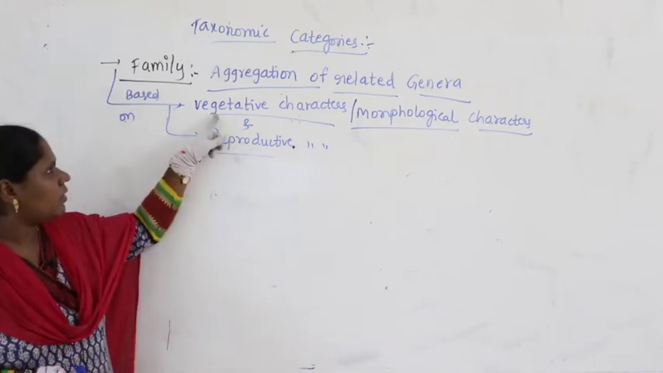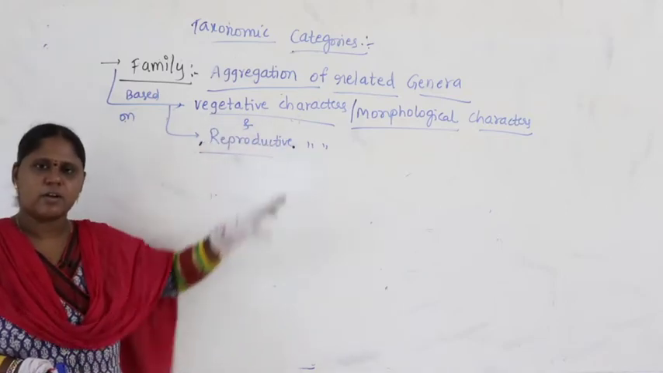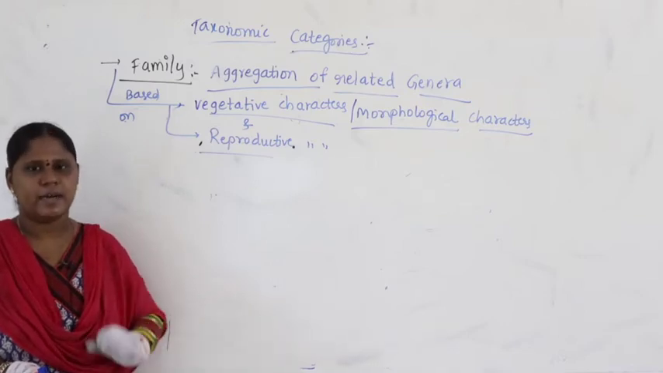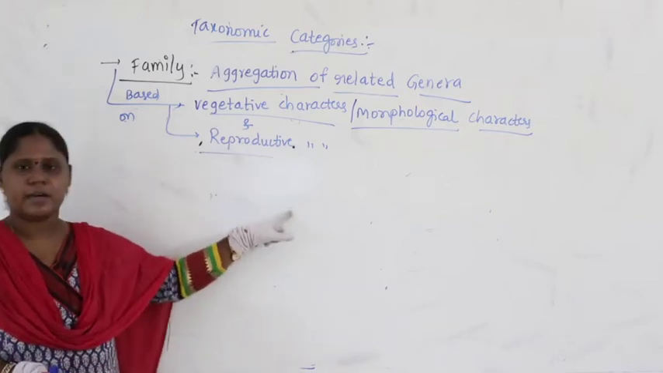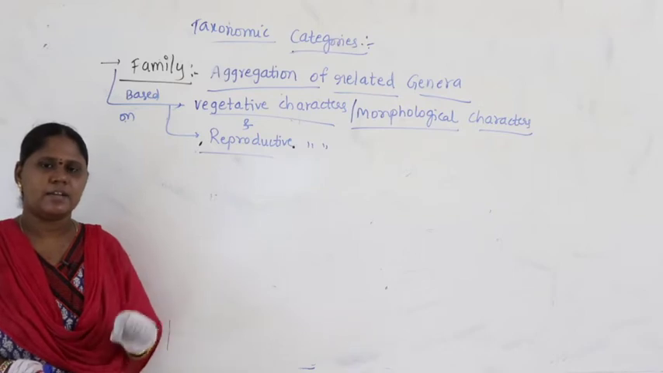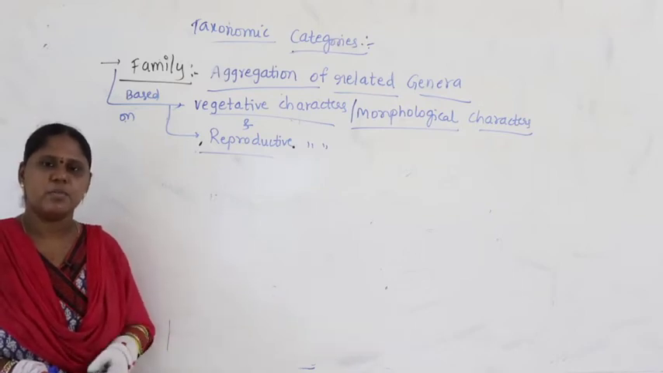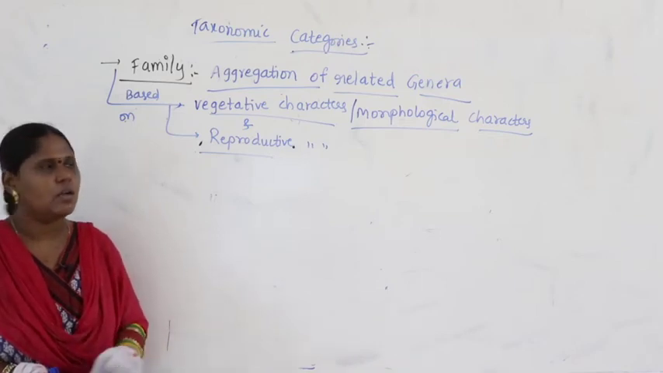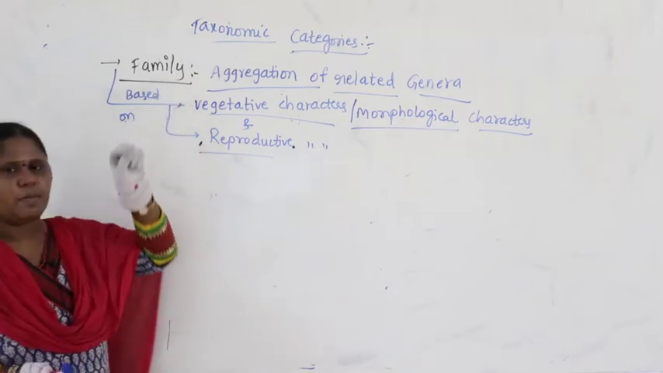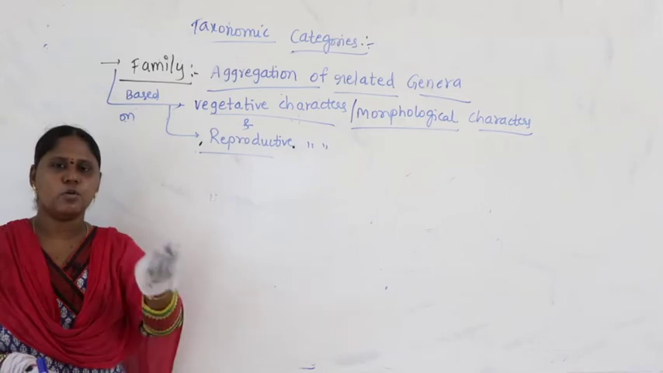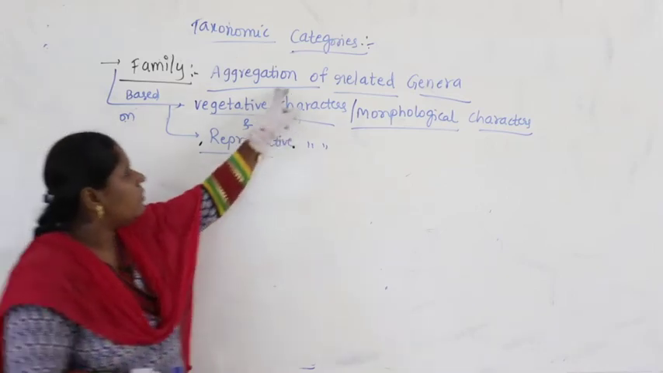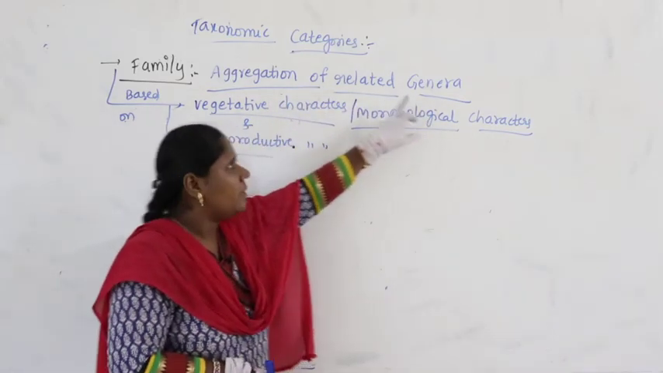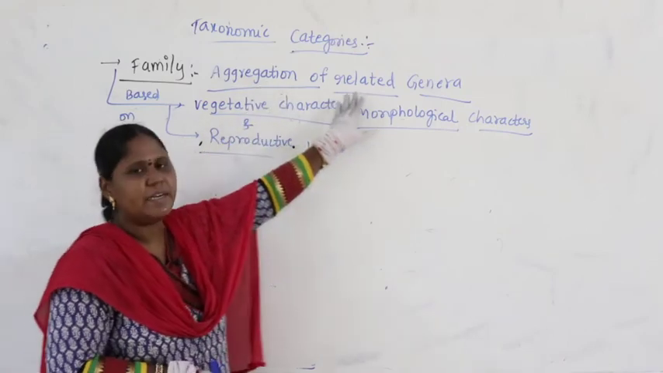They all come under vegetative characters, or they are called morphological characters. Then what are reproductive characters? Calyx, corolla, androecium, gynoecium. Mainly we speak about androecium and gynoecium, stamens, pistils, carpels, right? So for family, you are placing a particular plant or a group of plants even though they belong to different genera. That means here, aggregation of related genera.